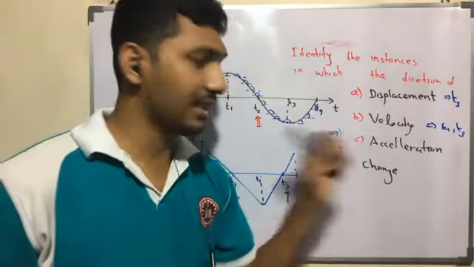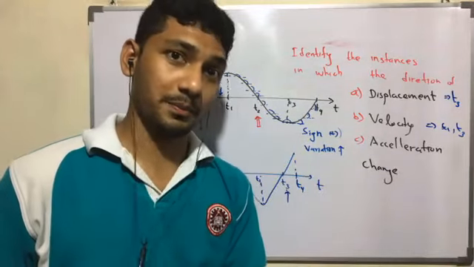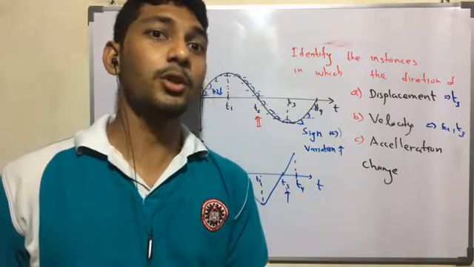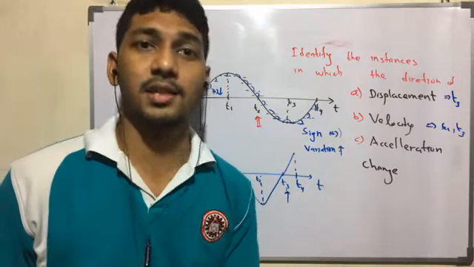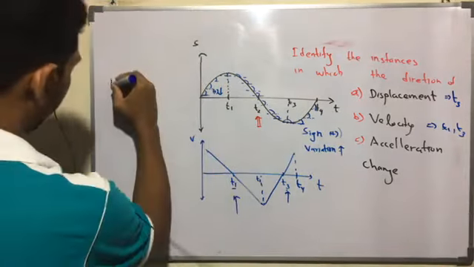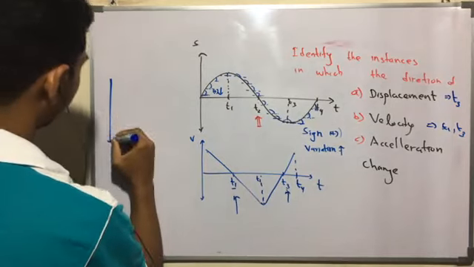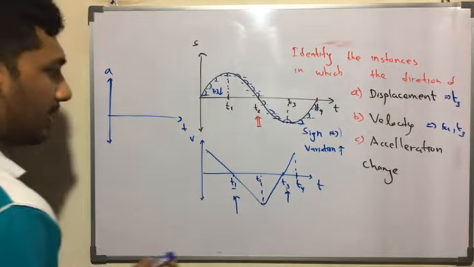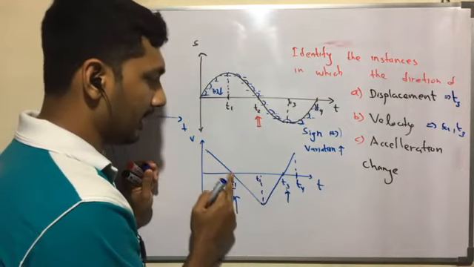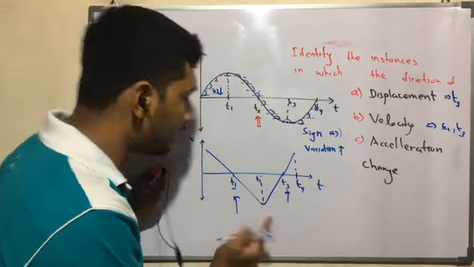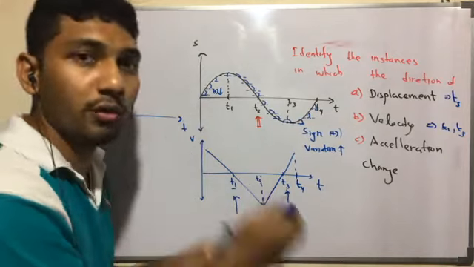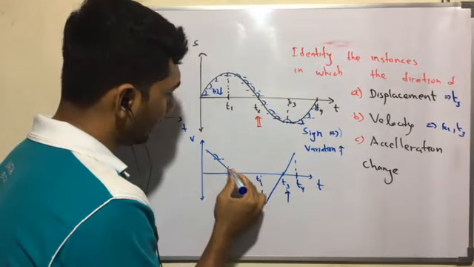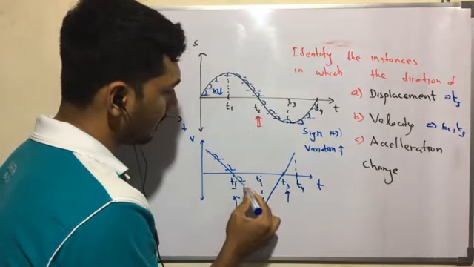And then acceleration. So for that, what should you do? The easier way is to draw the acceleration time graph and see. So let's draw the acceleration time graph here. AT graph. So the gradient of the VT graph is acceleration. So you should go for the gradient of the VT graph. So here, what kind of angle is this?